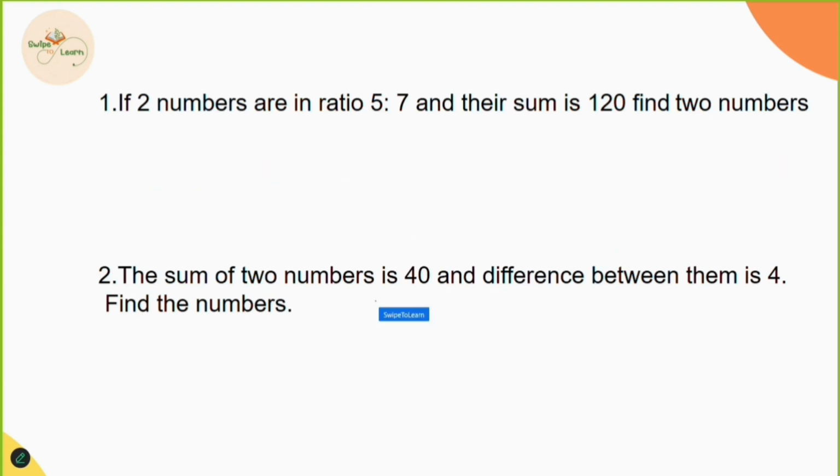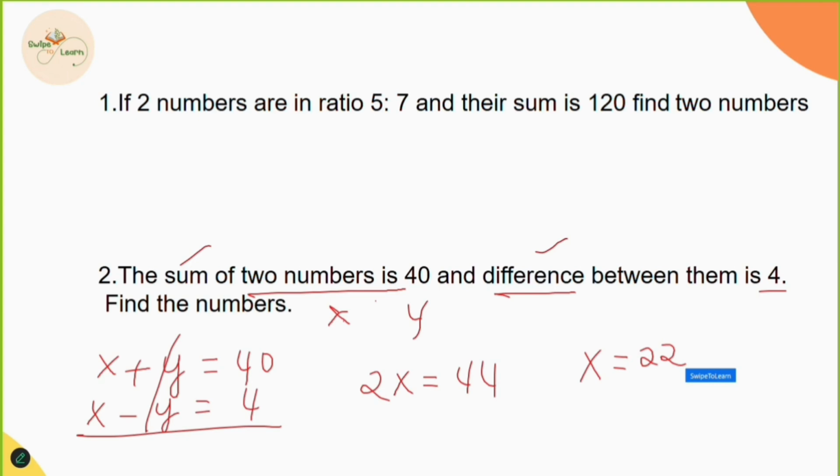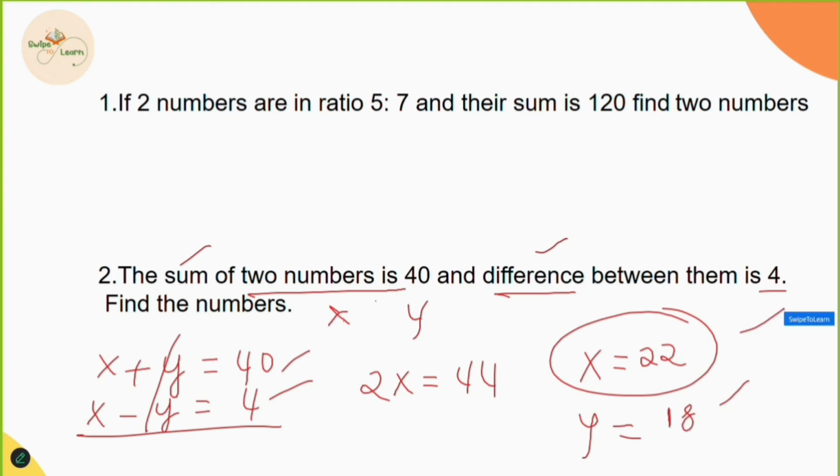Next question. The sum of two numbers is 40 and the difference is 4. So a sum is given, a difference is also given, but a ratio is not given. But simply we can assume that one is x and the other is y. So it said that the sum of numbers is 40 and the difference of numbers is 4. Since childhood we are solving these equations. 2x equals 44, x equals 22. By substituting x in either of the equations, we get y. Y becomes 18. So these are the two numbers.